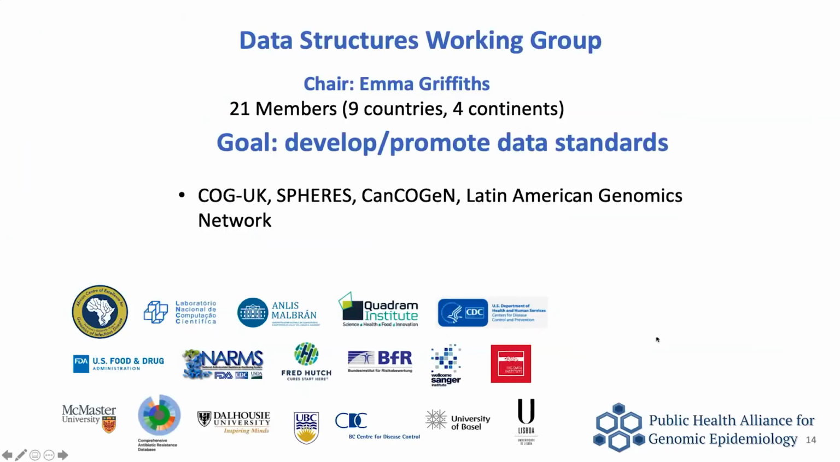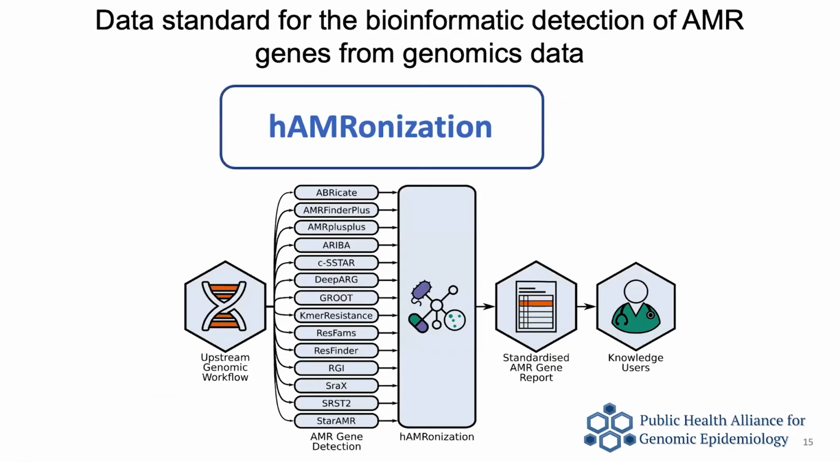So having that in mind, the Data Structure Working Group, chaired by Emma Griffiths, who works in developing and promoting data standards, started working on one tool, hAMRonization, where a data standard for bioinformatic detection of AMR genes from genomics data is one of the aims of this tool. The idea is to use the genomic workflow with the 14 tools that are the most used right now and generate a harmonized and standardized AMR gene report, so all the users, at the different stages, can use and share data.